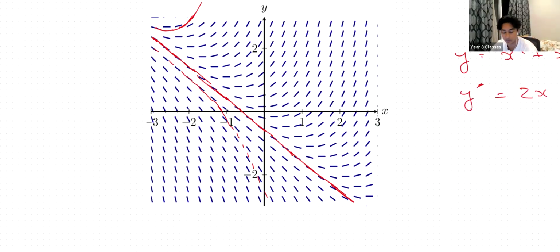Let me see if I can find a slope field multi-choice question. I remember it was from the mock exam. I'll pull up a question. I think I remember the exact question. Yeah, here it is.